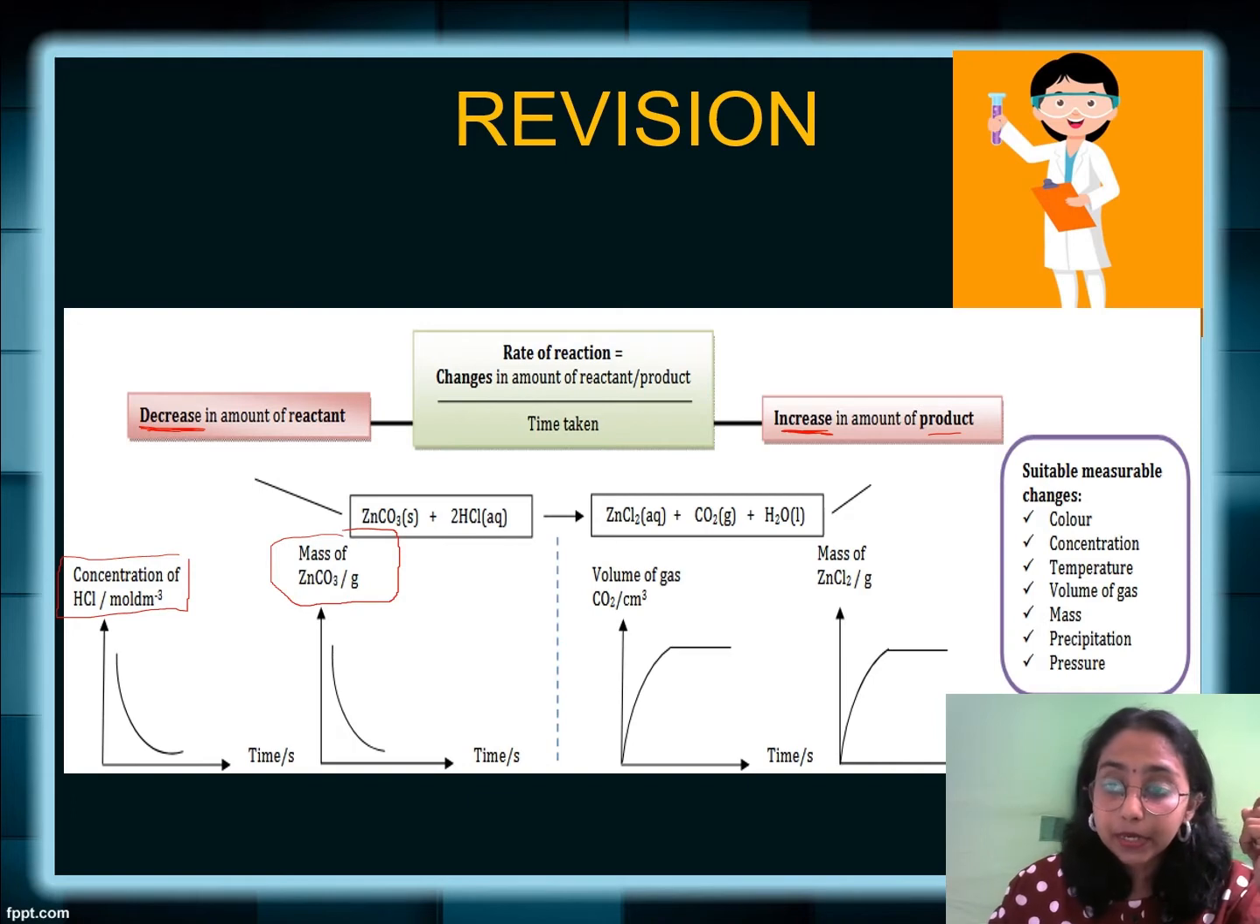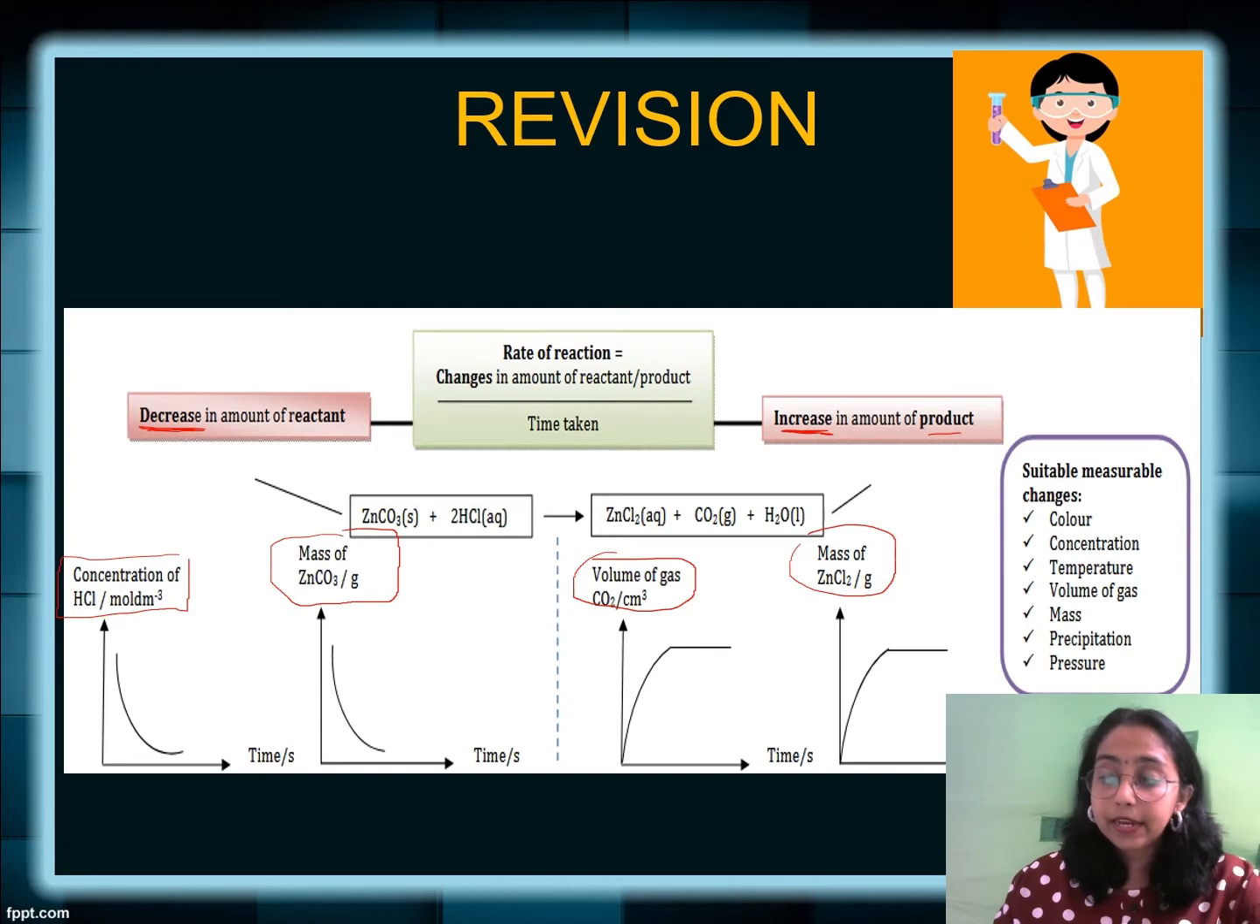Whereas for product, how can we measure the product? Here you can see the products formed are zinc chloride, carbon dioxide and water. So we can measure zinc chloride based on the mass, and for carbon dioxide we can measure in terms of volume of gas. So let's say they have given you this type of reaction in your question and they ask you to define the rate of reaction. Let's say I'm going to measure this reaction based on the volume of carbon dioxide.